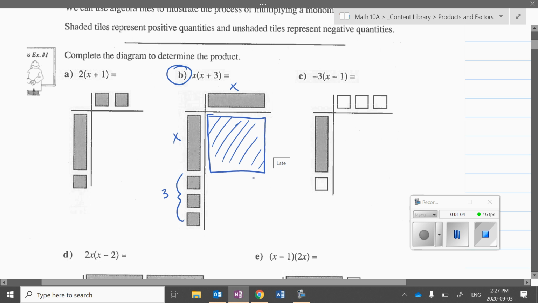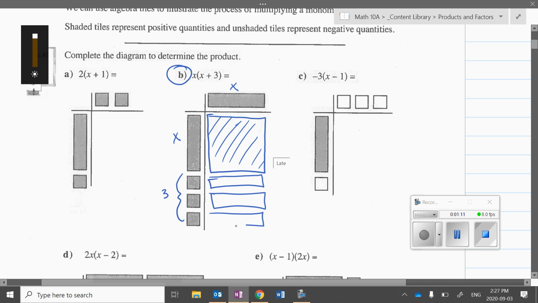And that's me shading it in. X times 1 gives me an X, and we do that 3 times. And then shade them in. So in total, I drew here an X squared tile and 3 X tiles.